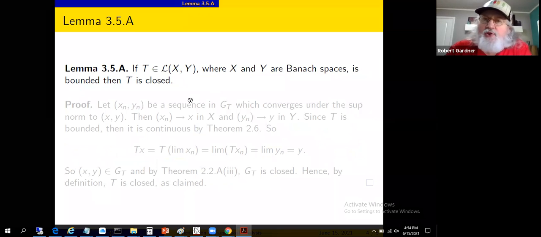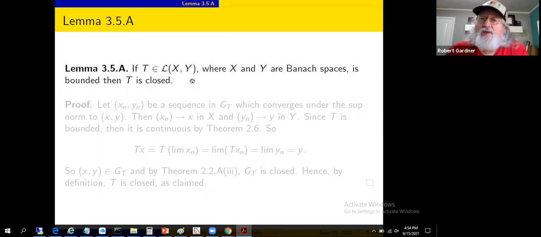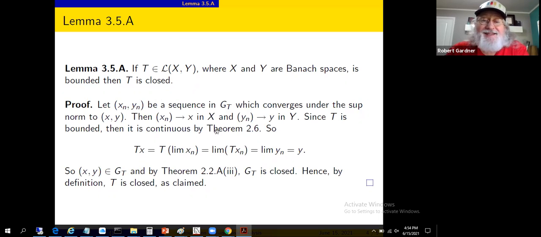Quick little lemma, I'm not sure Promislow explicitly states this, but if T is a linear transformation from X to Y, and X and Y are Banach spaces, and T is bounded, then T is closed. So here's some conditions under which boundedness implies closed. The condition of being a linear transformation between Banach spaces. So the completeness must come in there somewhere. It's kind of hidden, but it's in there.